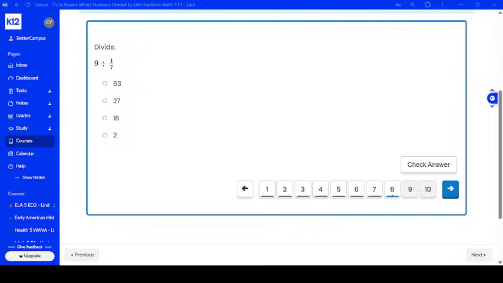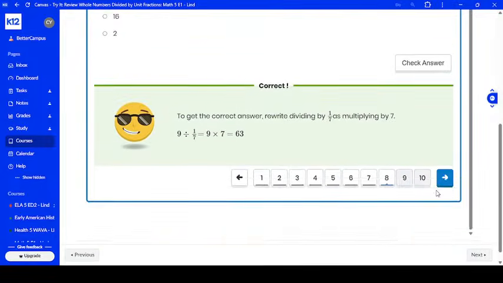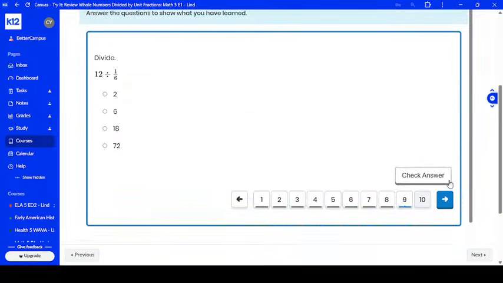Divide. 9 divided by 1/7 equals A, 63, B, 27, C, 16, or D, 2. You have 5 seconds to answer. 5, 4, 3, 2, 1. The answer is 63.